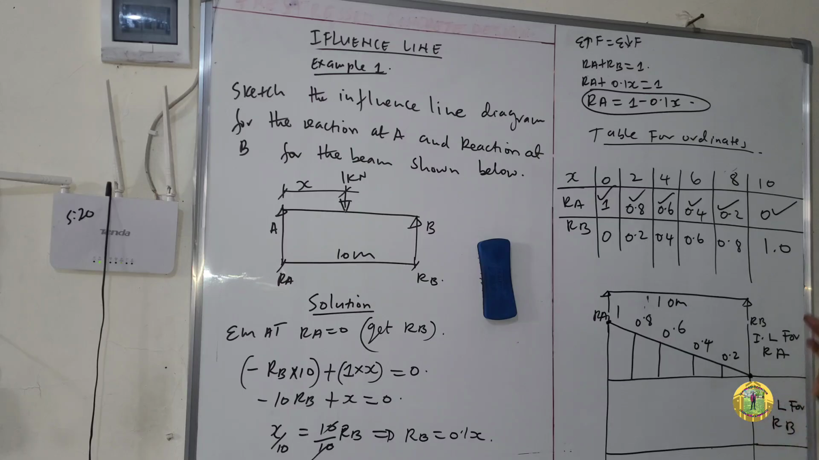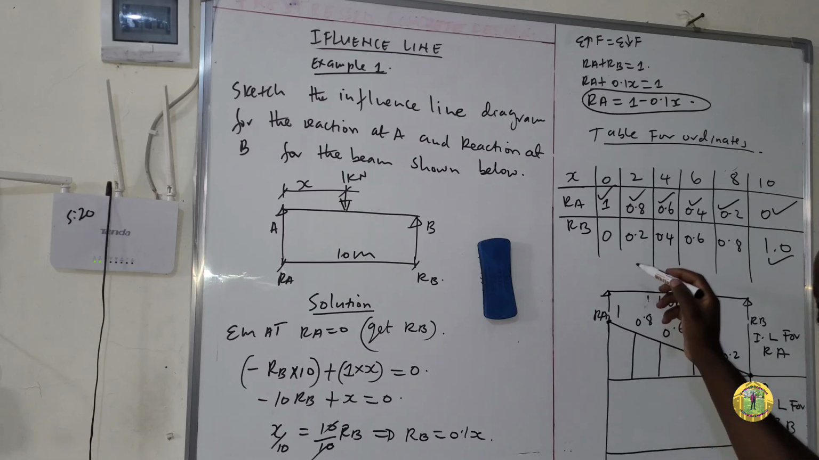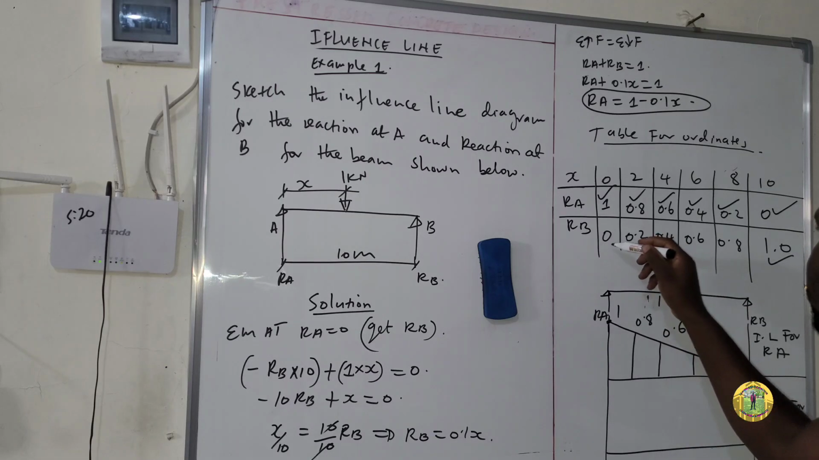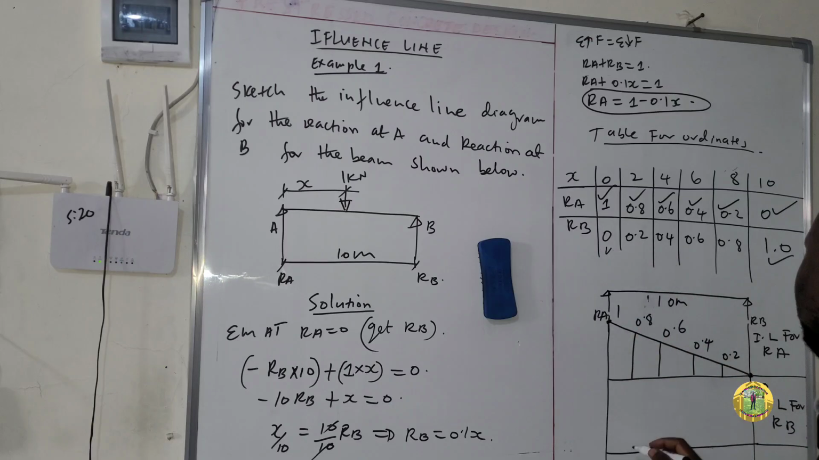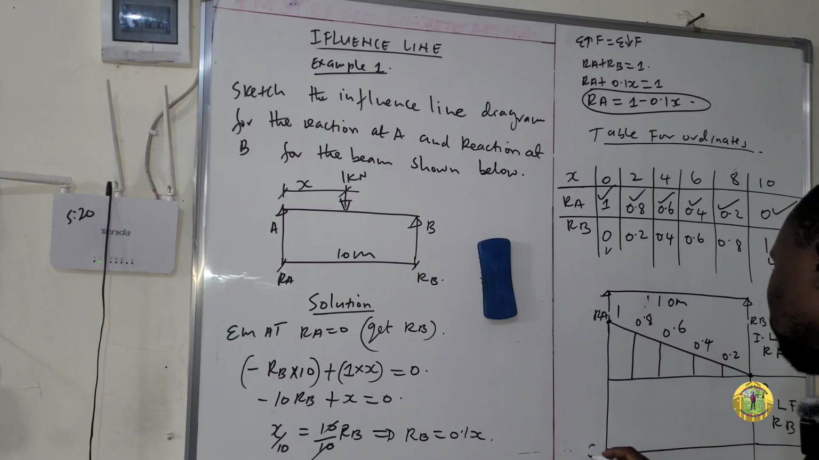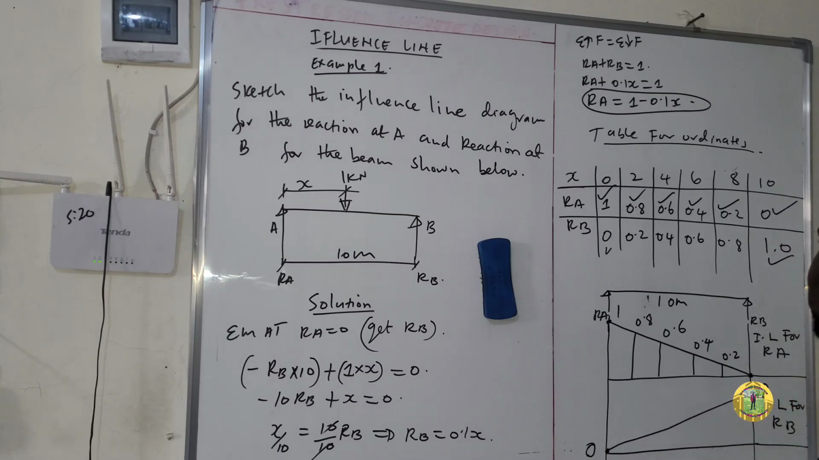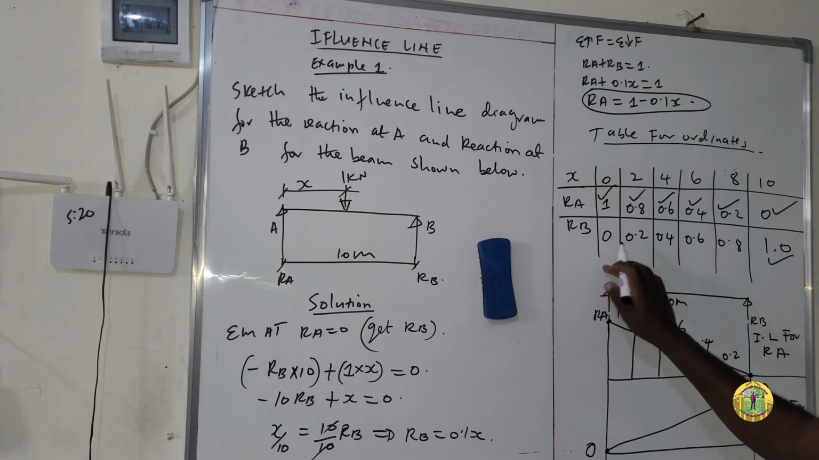So for reaction B, we'll start from this side. We approximate from this baseline to where 1.0 is. So we assume it is at this point. So this is 1.0. This is for the main ordinate. And then at 0 distance, the ordinate is also 0. So here is 0. Then we join the two like that. So let's now finish the remaining ordinates.